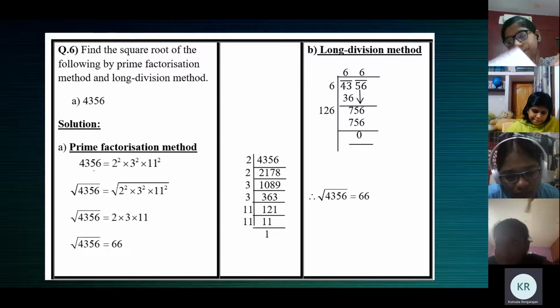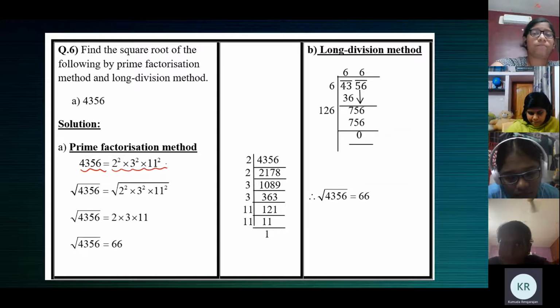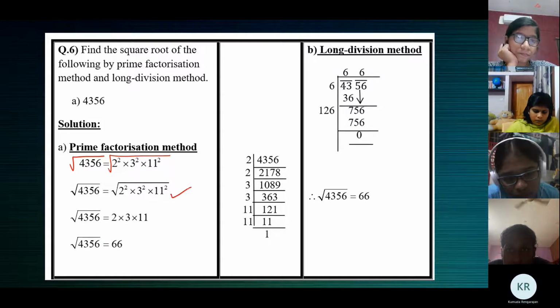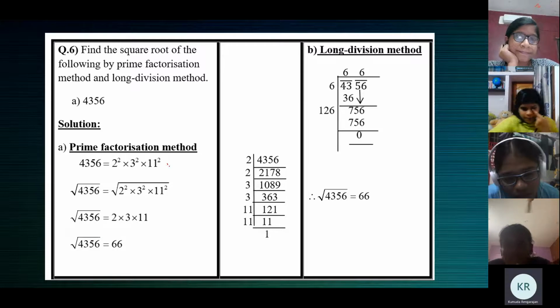So the first step is to express the given number as a product of its prime factors. That's the first step: writing the given number as a product of its prime factors. Then taking square root on both the sides. That is the second step. So first step, second step.